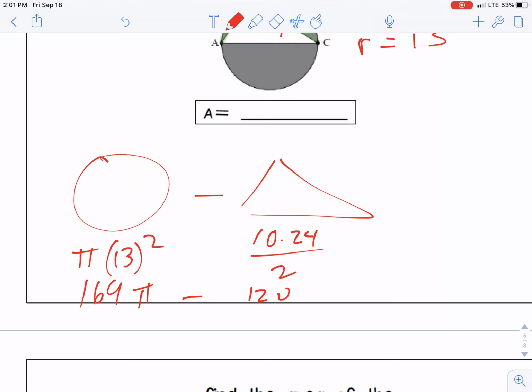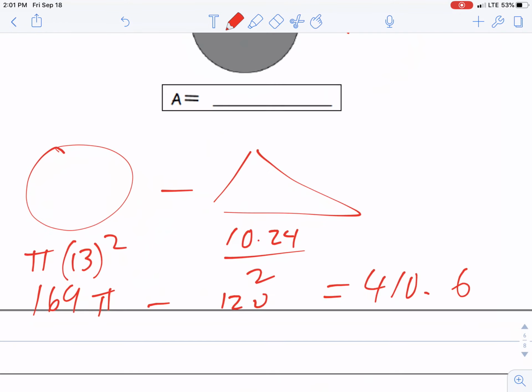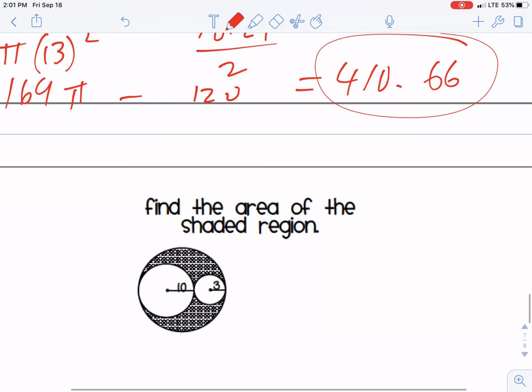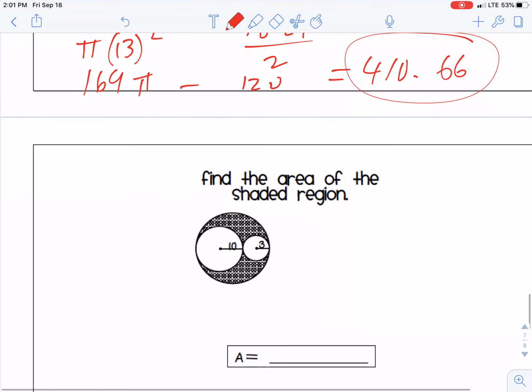So 169 times 3.14 minus 120 will give us 410.66, and again, no units, so square units.